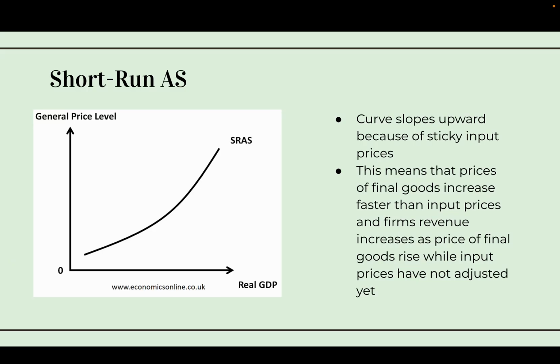For the short run curve, though, we can see it's an upward sloping curve. And this is because of something called sticky input prices. A sticky input price means that the prices of final goods increase faster than the input prices. And then in turn, firms' revenue increases as the price of final goods increase. And while all this is happening, input prices can't adjust quick enough. And so it results in this upward sloping curve.